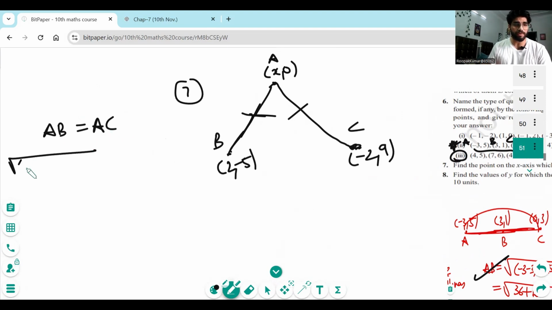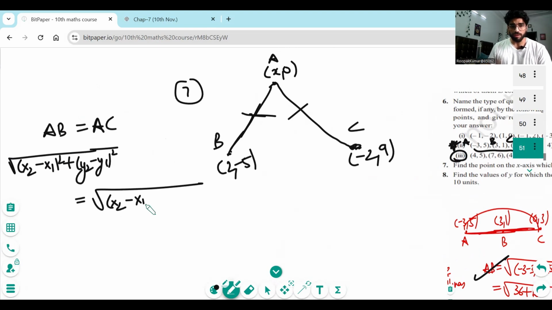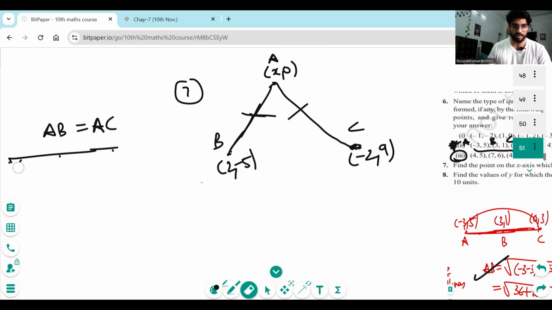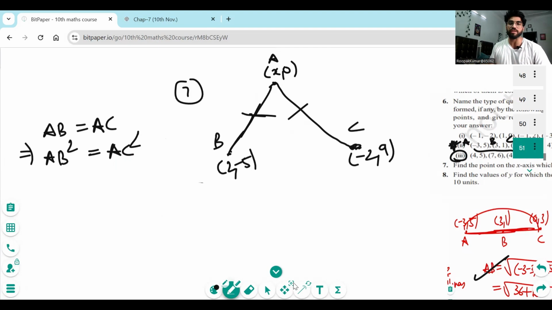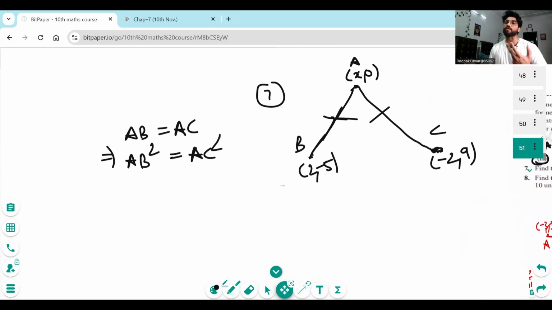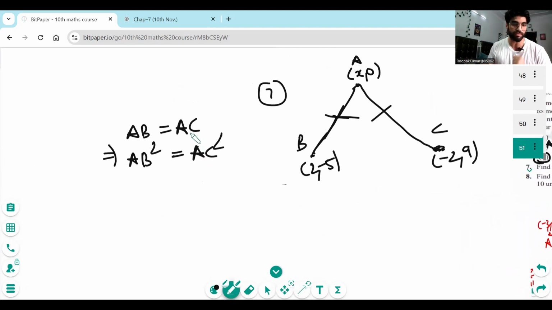So sometimes what happens when you calculate this formula, y2 minus y1 square here, and here also x2 minus x1, y2 minus y1, eventually you're going to have square roots. So what students like to do, instead of squaring both sides later on, is do the squaring in the very first step so that they don't have to deal with the square roots. Though eventually you have to square them, so it's better you square them in the very first step.